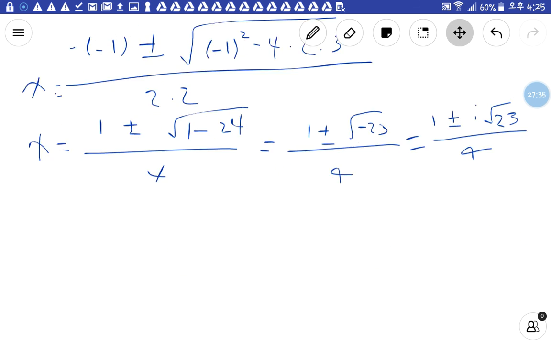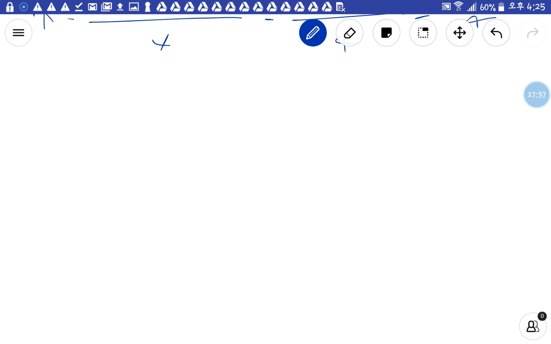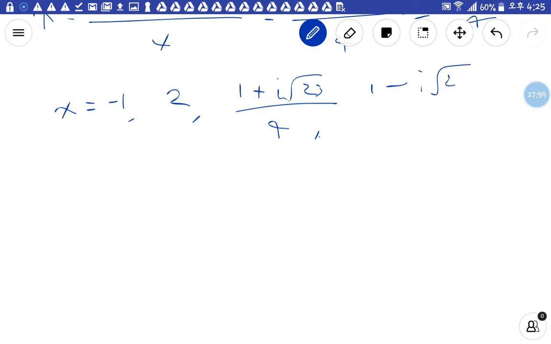for my last step, you're going to list all your zeros, which is what? X equal negative 1, 2, and 1 plus i radical 23 over 4. And my last one, 1 minus i radical 23 over 4. So by the fundamental theorem of algebra, we have only 4 zeros.